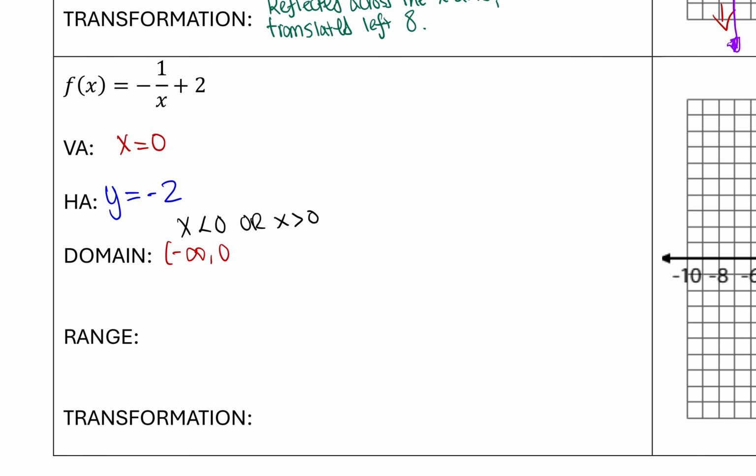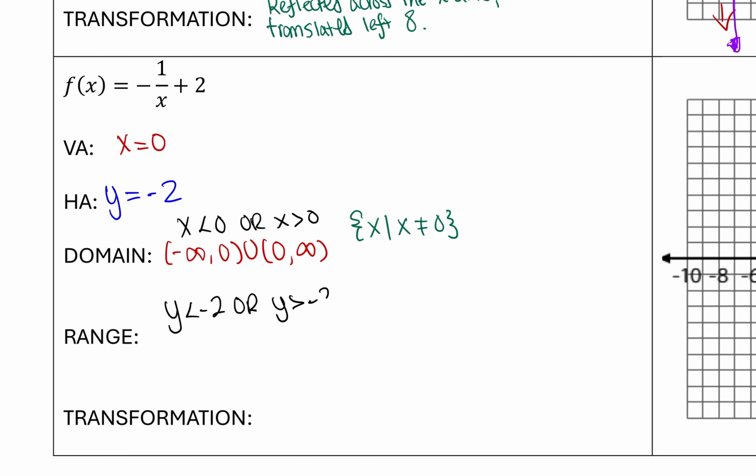We have the interval notation from -infinity to 0, not including 0, and from 0 to +infinity. We have the set notation for all x's in which x cannot be equal to 0. For the range, we have y is less than -2 or y is greater than -2. We have the interval notation from -infinity to -2, not including it, union from -2 to +infinity. We have the set notation for all y's in which y cannot be equal to -2.